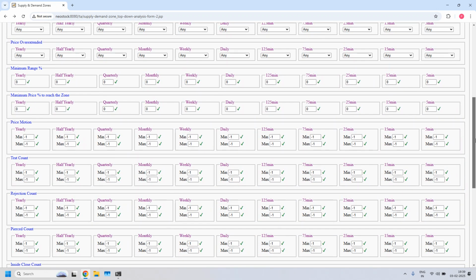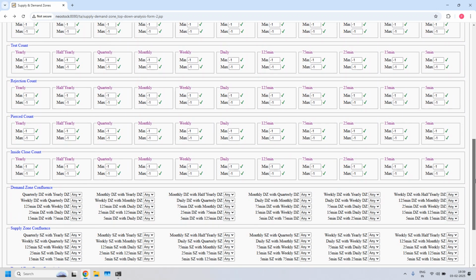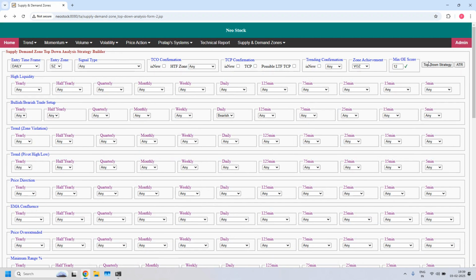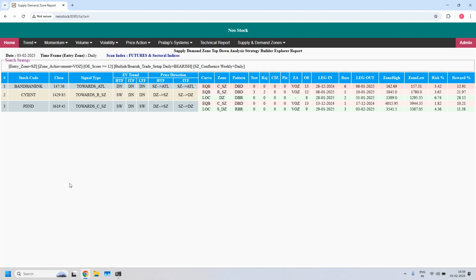That is a daily supply zone Confluence with weekly supply zone. I am enabling the filter. With this filter, we got all the 3 stocks. That means all the 3 are high probability trade setup supported stocks. And on all the 3 stocks, the ITF trend is a downtrend. That means weekly trend is down. And more, our daily supply zone is part of the weekly supply zone. They are overlapped with weekly.